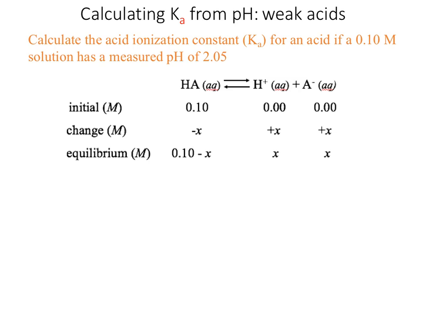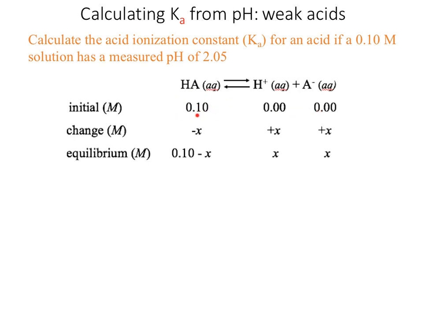Okay, so they've told us that we're calculating the acid ionization constant, the Ka value, for an acid with a 0.10 molar solution having a measured pH of 2.05. So they've given us an initial concentration of our weak acid, and they've given us the pH of the solution that contains this acid. So we're going to set up that ICE table.